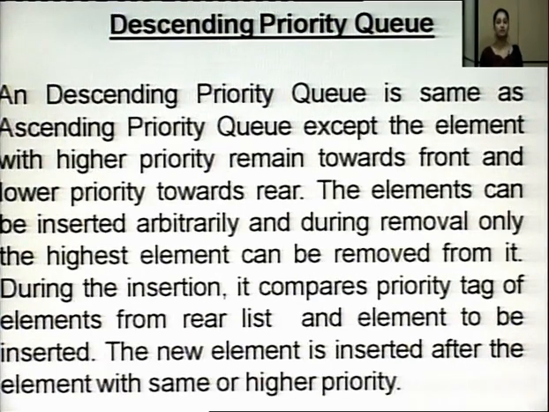Now the second is a descending priority queue, and a descending priority queue is the same as an ascending priority queue, except the element with the higher priority remains towards the front. At the front side I have the element with the higher priority, and at the rear side I have the element with the lower priority.